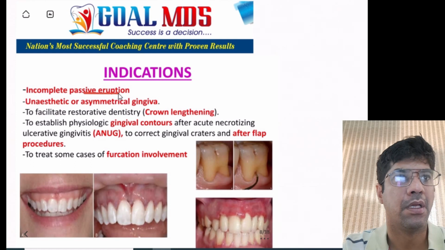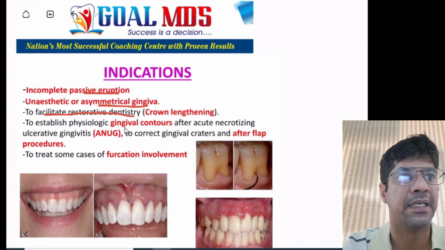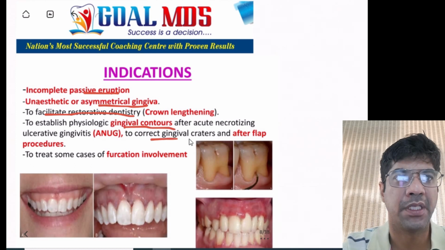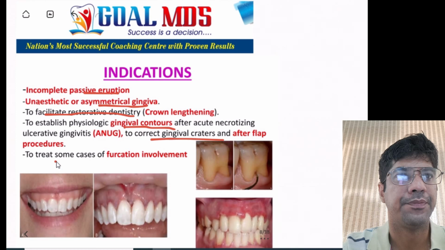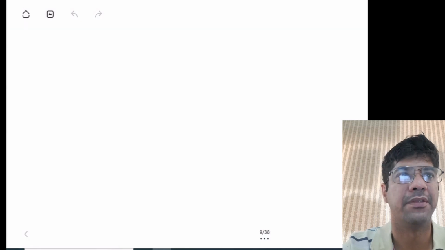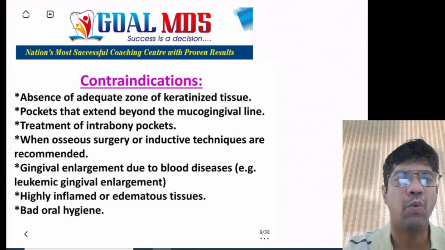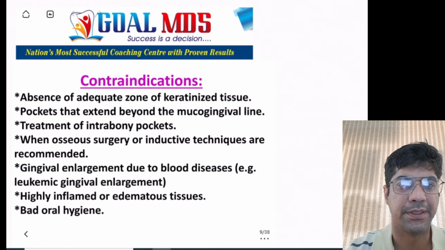Now, it is indicated in case of incomplete passive eruption, unaesthetic or asymmetrical gingiva, to facilitate restorative dentistry, to establish physiological contours, to correct gingival craters, and to treat some cases of furcation involvement. So these are the indications of gingivectomy. Now, what are the contraindications?